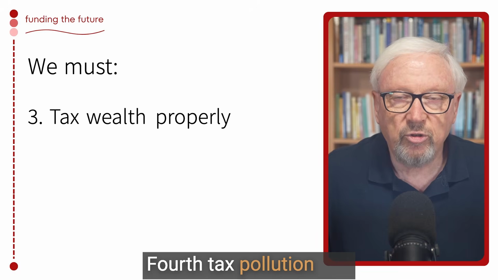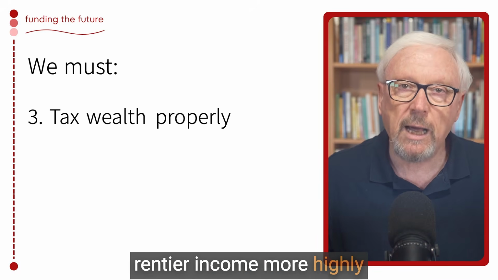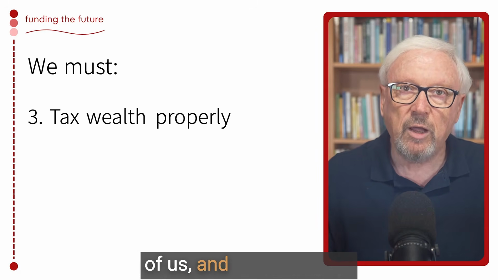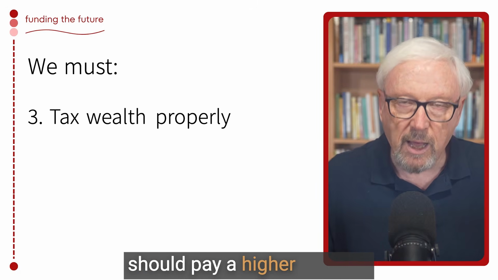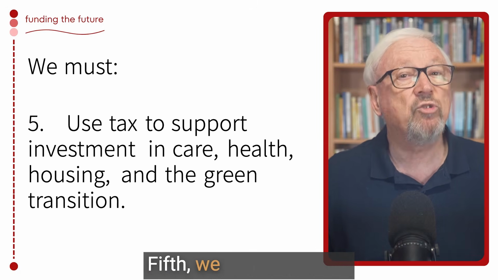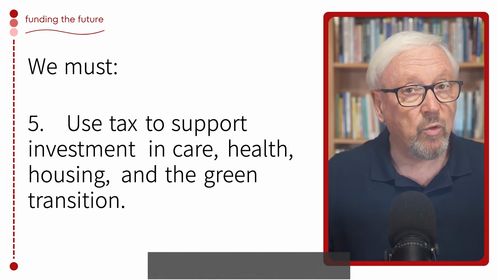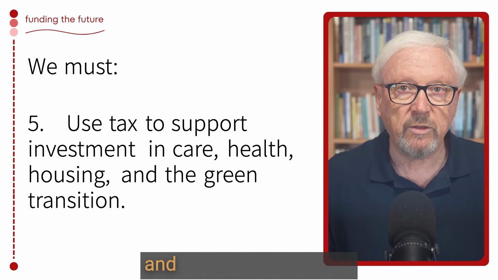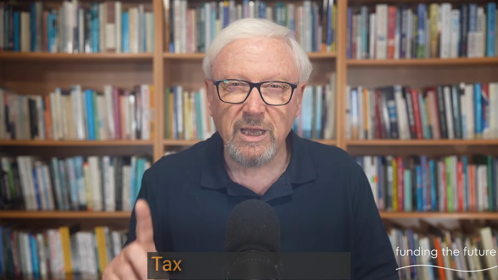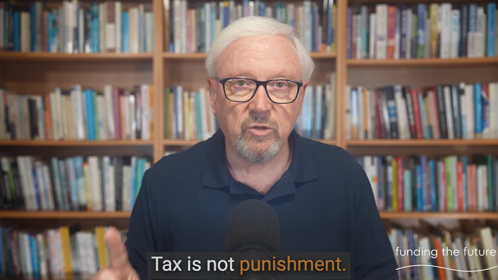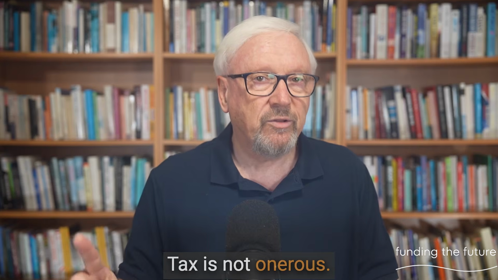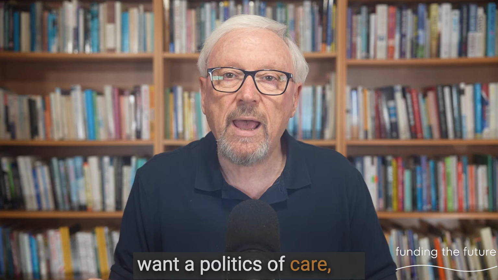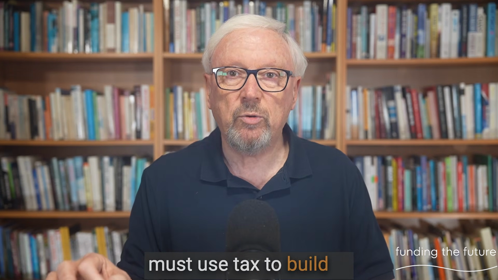Fourth, tax pollution and rentier income more highly than we do anything else, because these are abusive of us, and therefore they should pay a higher tax rate. Fifth, we should use tax as a consequence of the way in which it can subsidise activity to invest in care, health, housing, and the green transition. Tax is not punishment. Tax is not onerous. Tax is the way we deliver civilization. And if we want a politics of care, we must use tax to build it.